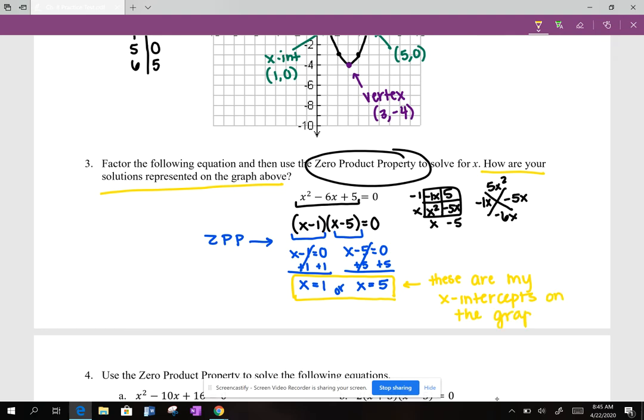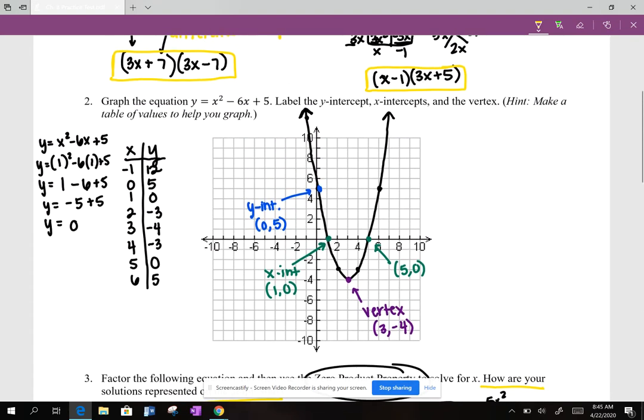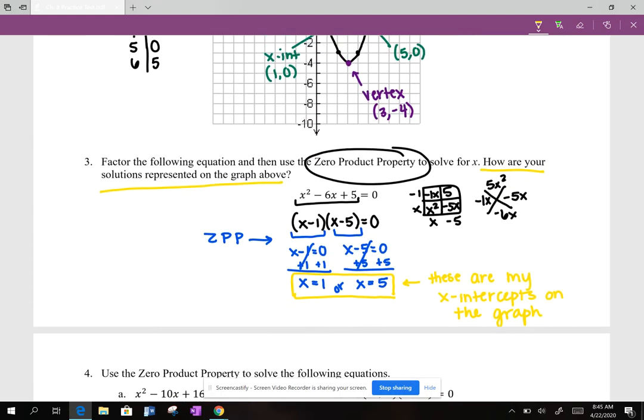Okay, it was the same equation to begin with, x squared minus 6x plus 5, both in number 2 and number 3. So this is all to show you that ZPP, the zero product property, helps us find the x-intercepts of a graph, of a quadratic graph. Okay, pretty cool. Let's move on.